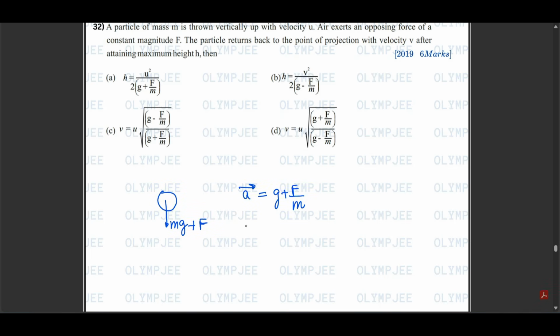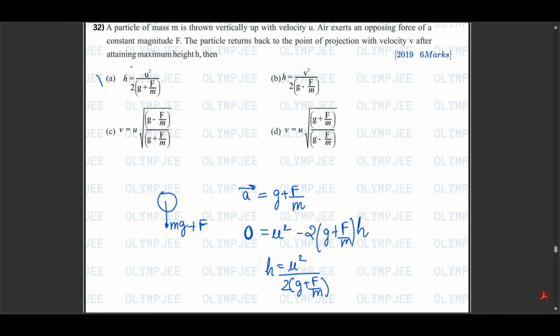So we can use the formula v square is equal to u square plus 2as. So v square is 0, u square, and this is in the downward direction, so minus 2 times g plus f by m times h, where h is the maximum height. On solving, we will get that h is equal to u square divided by 2 times g plus f by m. Okay, so one answer would be option A, and since this is a 6 marker question, it is multiple options correct. So now let us find what will be v.